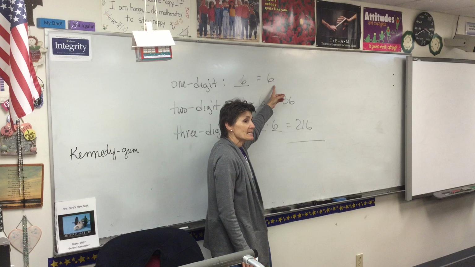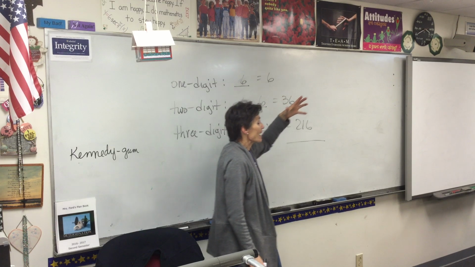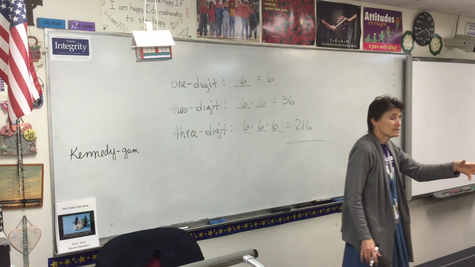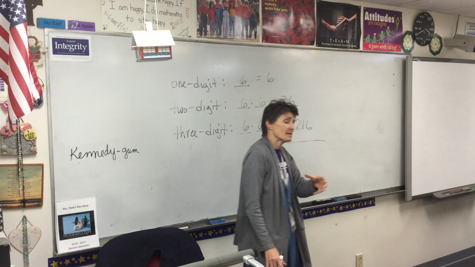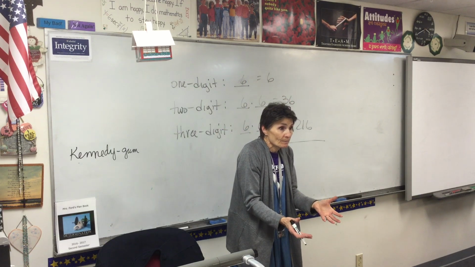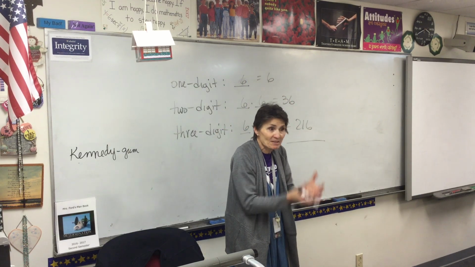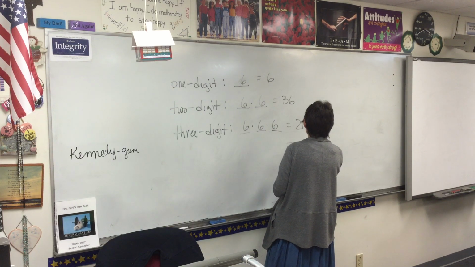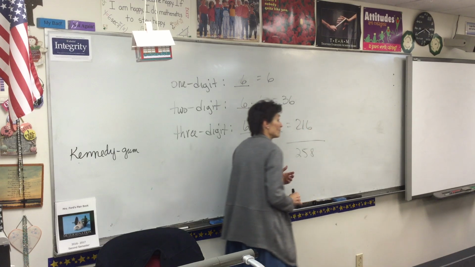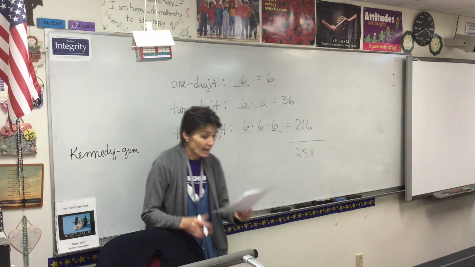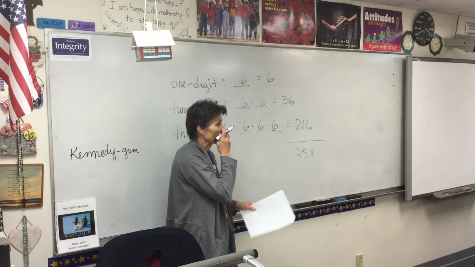I'm going to add these together because I have 6 1-digit options, I have 36 2-digit options, 216 3-digit options. So all together means add them up, find the total. I'm going to total it up, and what do I get? 258. I am going to add those up.